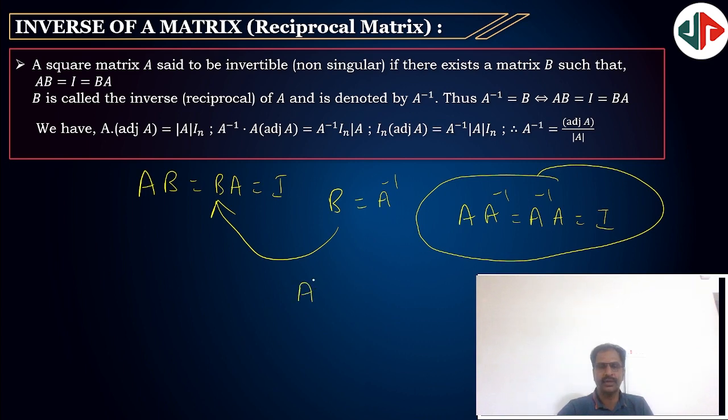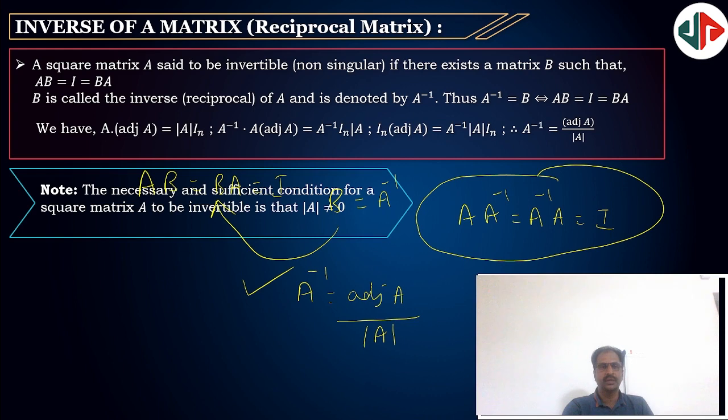And the formula for finding inverse is adjoint A by det A. This is the formula for finding inverse of a matrix or reciprocal of a matrix. And the necessary and sufficient condition for a square matrix to have inverse is det A should not be 0. Why det A should not be 0? This is the formula for inverse, right? If det A is 0, denominator becomes 0, inverse doesn't exist. So for a matrix to have inverse, remember det A should not be 0.